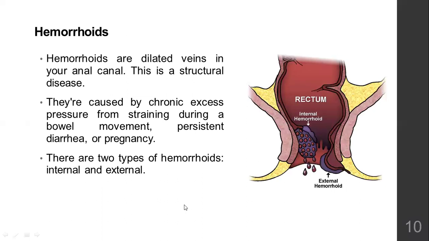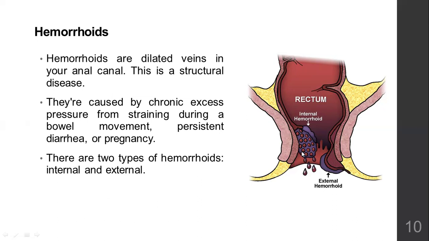Next you have hemorrhoids, like piles. What are hemorrhoids? These are dilated veins in your anal canal, from where the feces falls off. That is your anal canal. Here the veins are dilated. You can see this blue part, that's the vein. Veins take the deoxygenated blood back into the circulation. So veins are present in your anal canal as well.